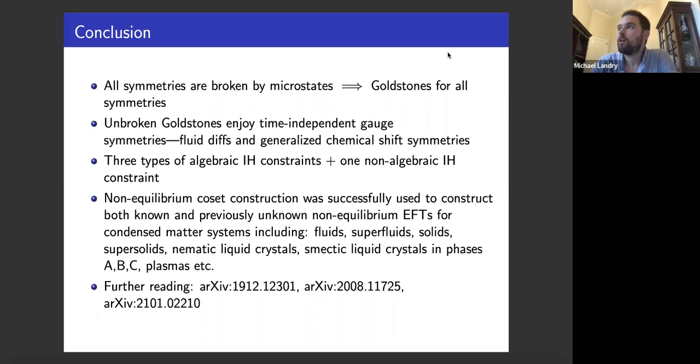Also, yeah, sometimes you also do need to couple these goldstones to additional matter fields. So I don't know if those would show up here, but occasionally you do. For example, to describe a Fermi liquid, you need to couple these to some Dirac fermions, and you find other inverse Higgs constraints that come from these.